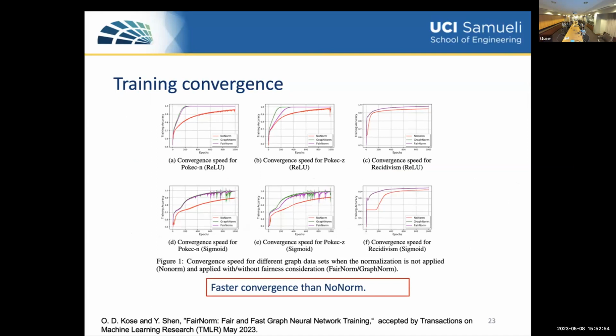preconditioner, and we show that theoretically it provides faster convergence than when no norm is utilized. Here we experimentally show the convergence rate for graph normalization. And we show that it is indeed still faster than when no normalization is applied, and similar to the graph norm. Okay, the difference is now we are fairness aware.